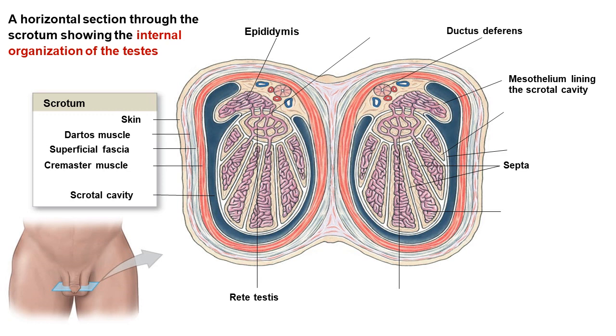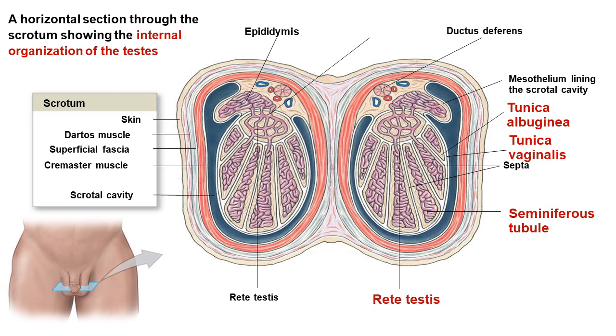Here is the horizontal section image of the testis with labeling of the structures. So the outer tunica is the tunica vaginalis, right? Then the inner tunic is the tunica albuginea. Then the seminiferous tubule, which produces the sperm. And then the sperm will move to the rete testis and then to the efferent duct. Okay.